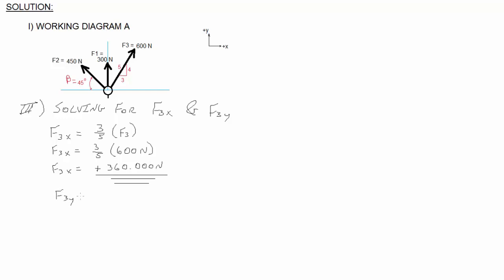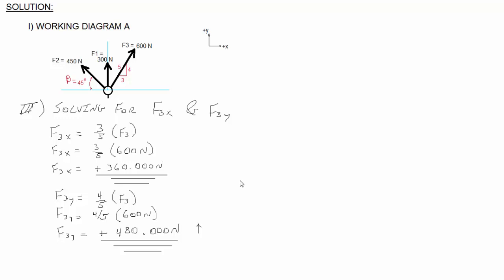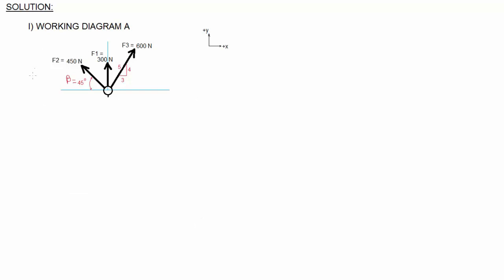Likewise, we're going to take F3y and say that F3y, if we look back at our slope triangle, 4 is equivalent to the y side and 5 is equivalent to F3. So that'd be 4 over 5 times F3. So F3y is 480 newtons, positive. Now, as before, you could either use the positive sign or you could use a vector symbol. If you wanted to use a vector symbol, you would draw it going up like this. However, that is incorrect to have both the vector symbol and the sign, even in the case that it's positive. So next is step 4.